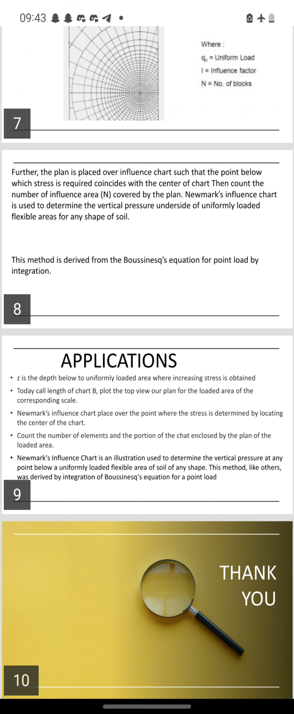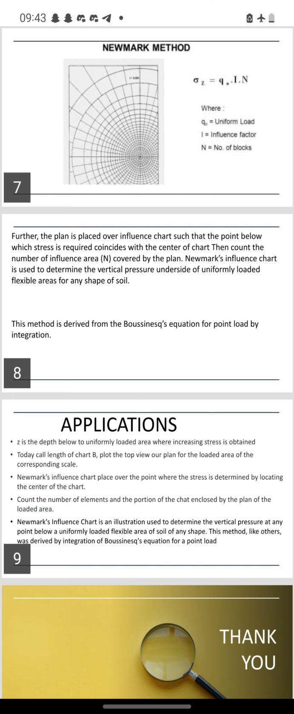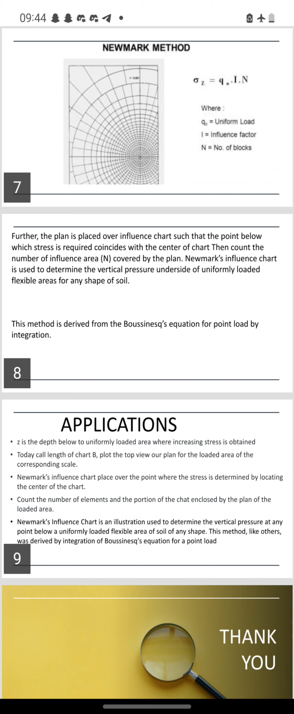Further, the plan is placed over the influence chart such that the point below which stress is required coincides with the center of the chart. Then count the number of influence areas covered by the plan.